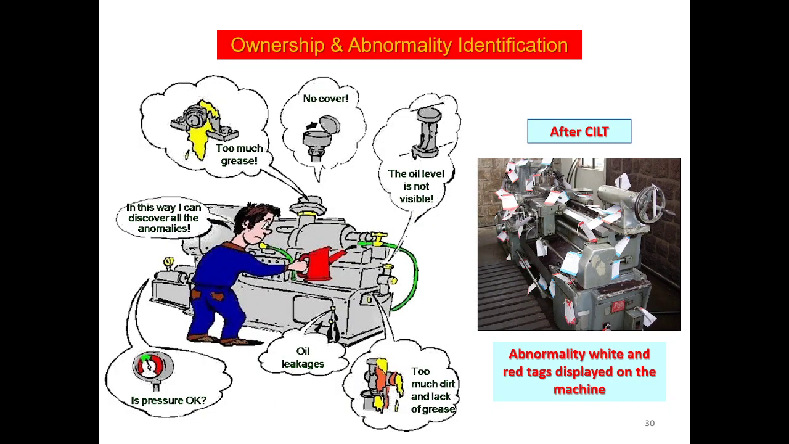This picture shows us the equipment ownership and abnormality identification. You can see how the owner is minutely identifying abnormalities in his machine and how the white and red tags are displayed on it for further follow-up and necessary corrective action on the right hand side.